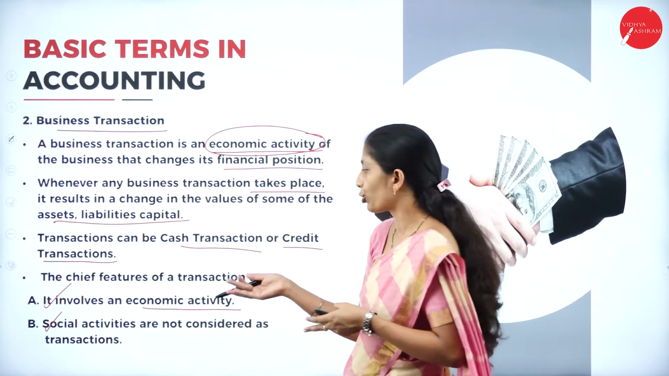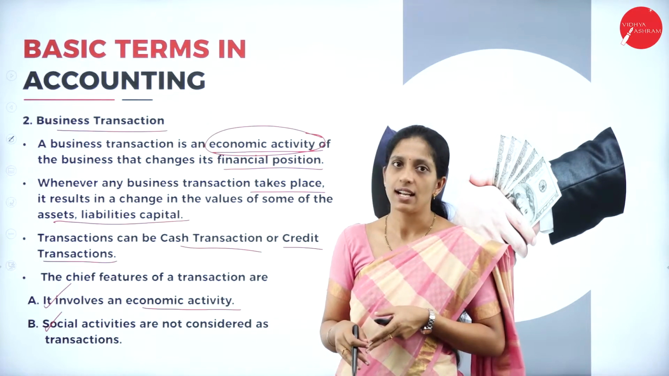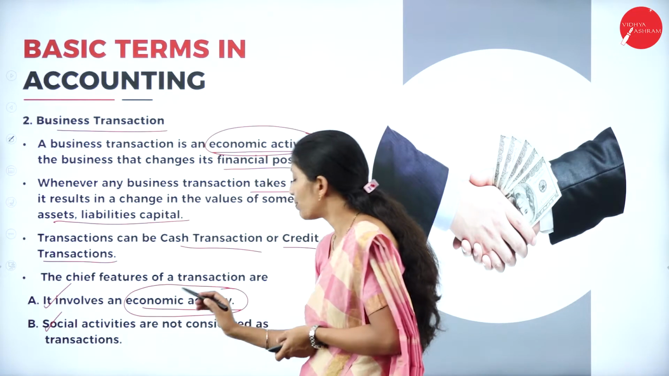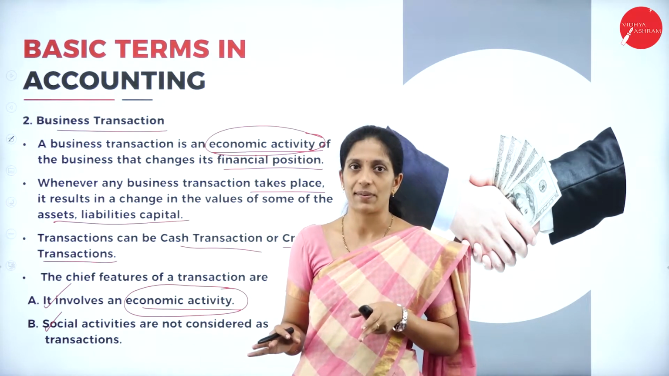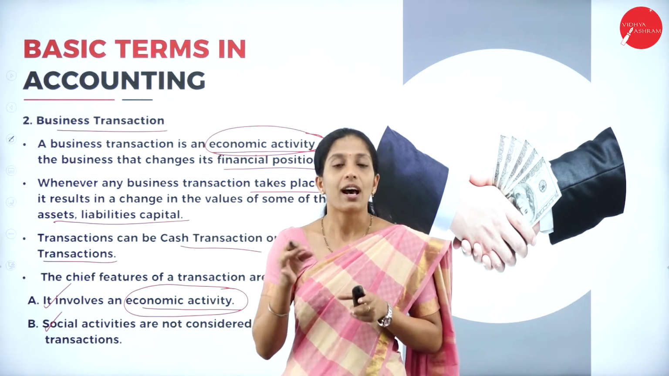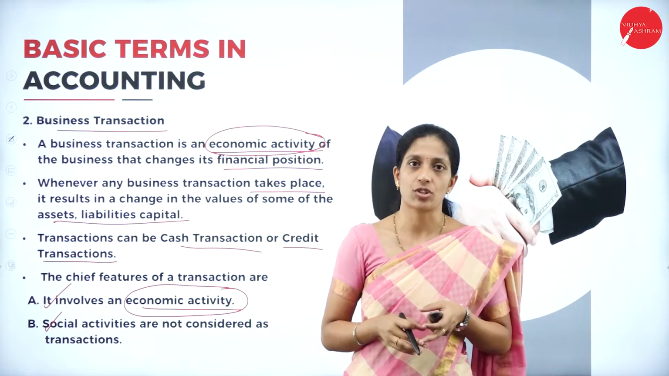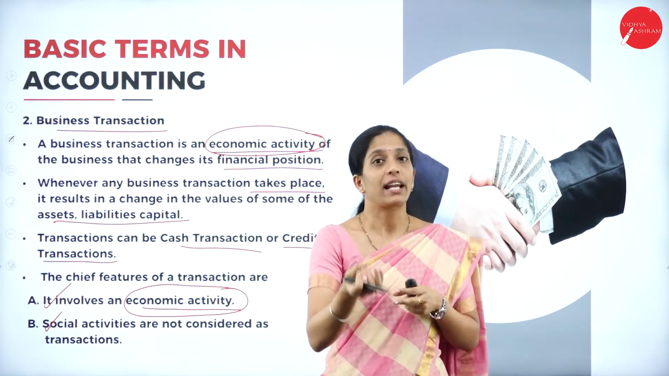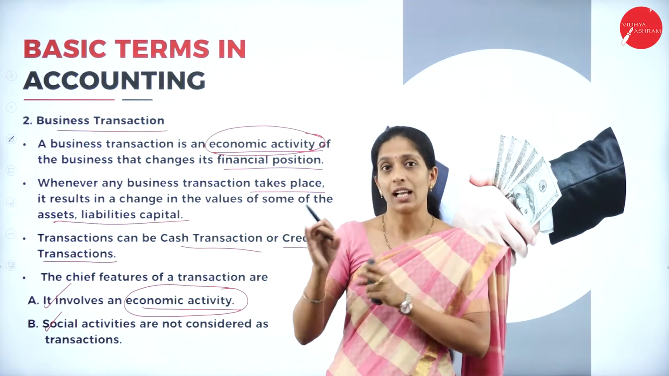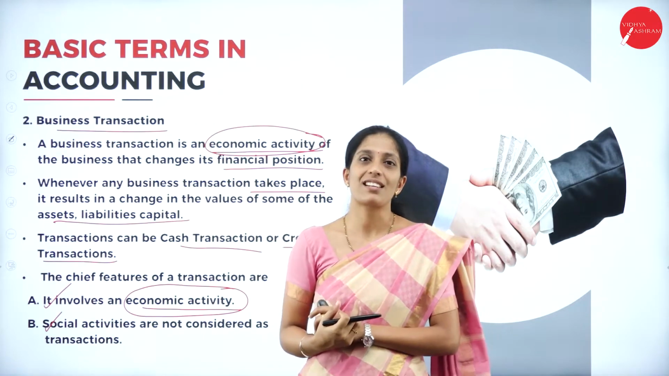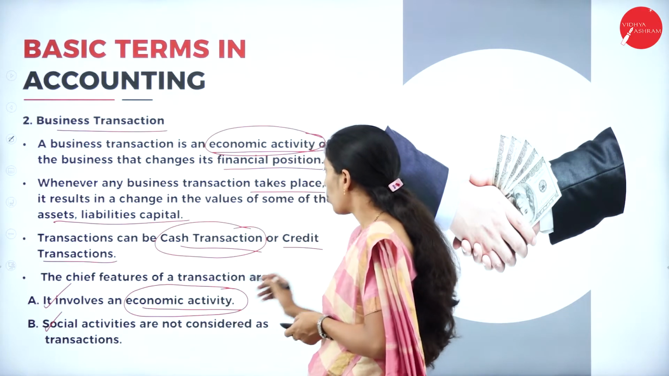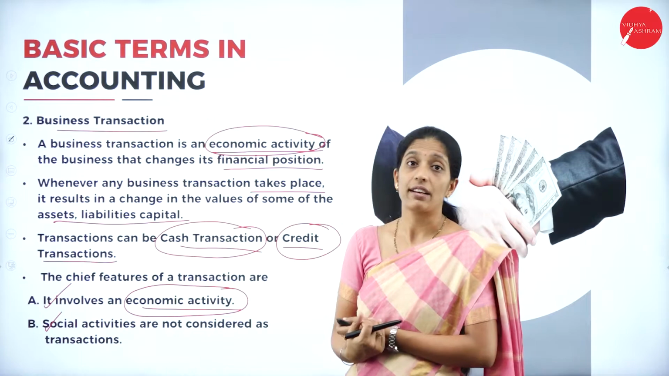Social activities are not considered as transactions. Only economic activity will be considered in the business transaction and not social activities like social service where we can't get anything in return. So, they are not considered as a business transaction. Only the transactions where we can expect something in return are termed as economic activity and they come under business transaction. As I have told you, there are two types of transaction. One is cash transaction, the other one is credit transaction.